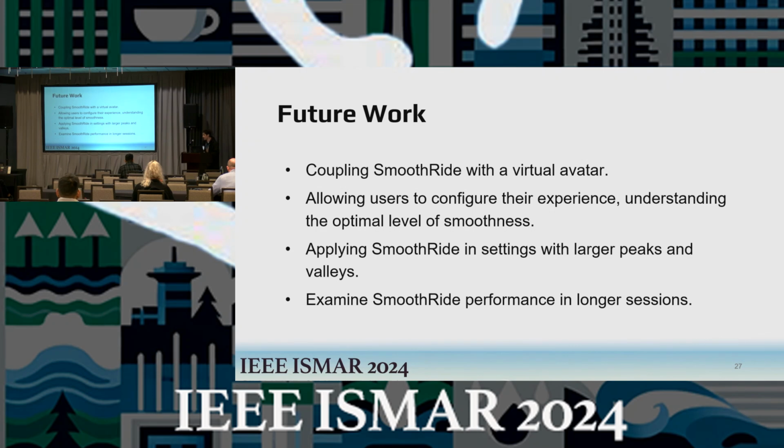In future work, we'd like to couple SmoothRide with a virtual avatar to see how an embodied avatar would work with this approach. We also want to allow users to customize their experience to settle on a good default smoothness value for the general use case. We'd also like to apply SmoothRide in settings with larger peaks and valleys, so climbing actual mountains rather than these little bumps in terrain, and then also examine SmoothRide's performance in longer sessions, greater than 5 minutes.